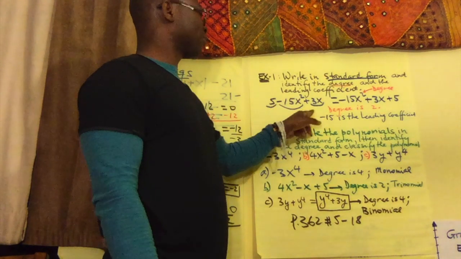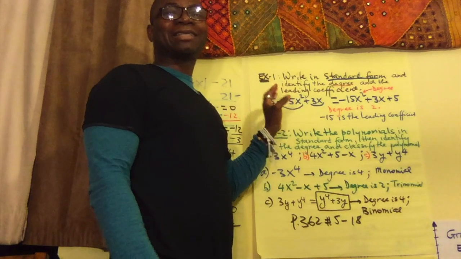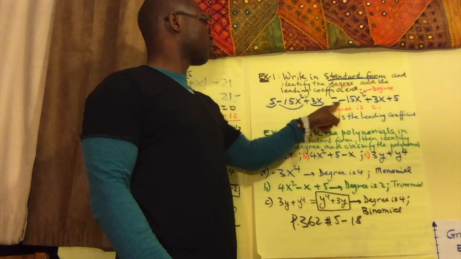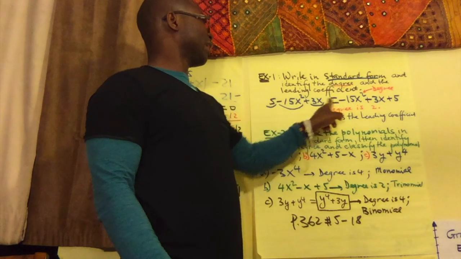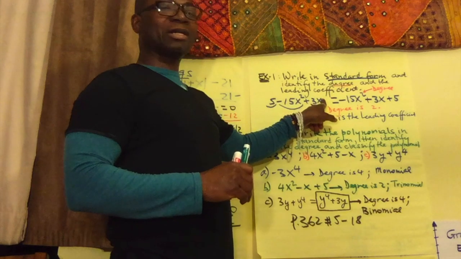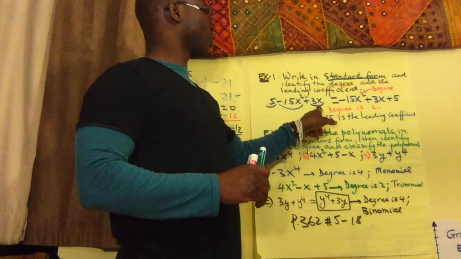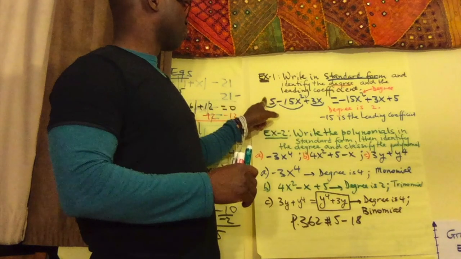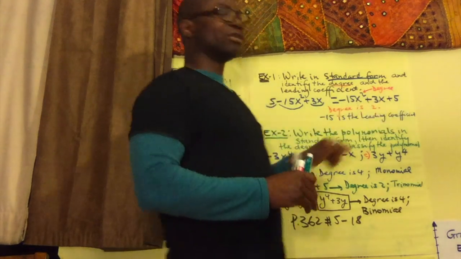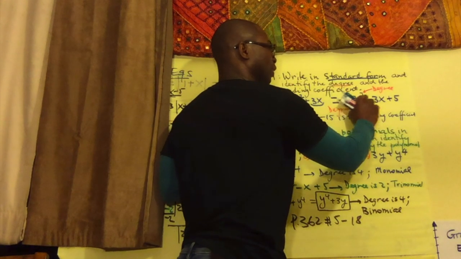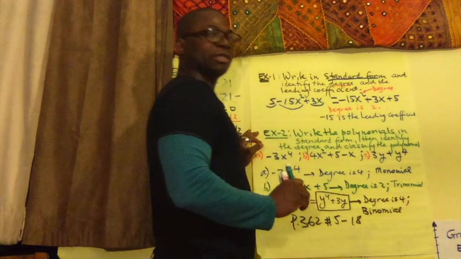When we look at them, we want to see the one that has the highest exponent. This term, negative 15x squared, goes first. Then this one has the next exponent. Invisible 1, right? So positive 3x. So plus 3x. Then the last term, positive 5. Okay? So we are now in standard form. Highest exponent to no exponent, to the lowest.